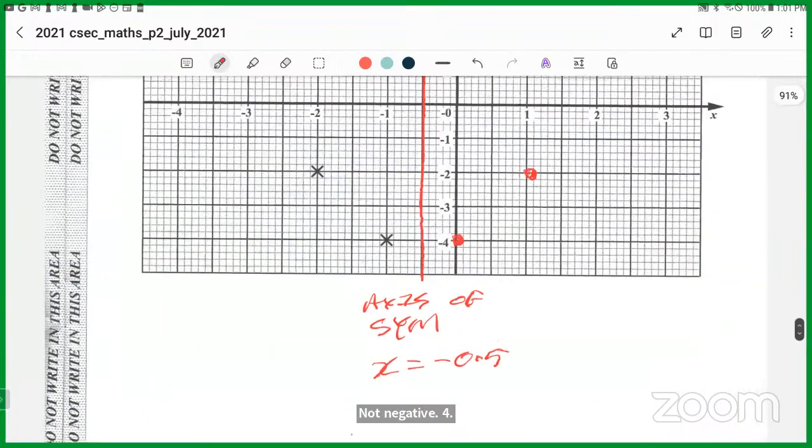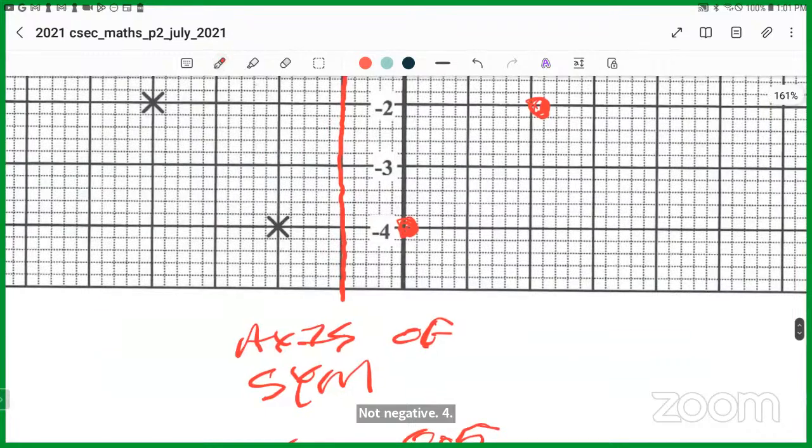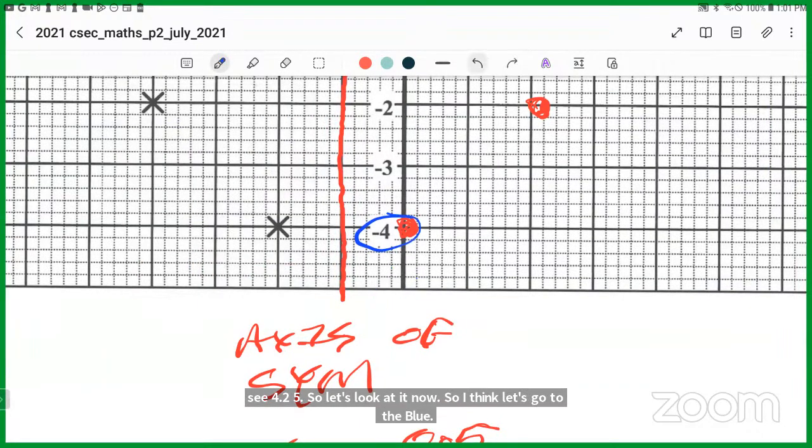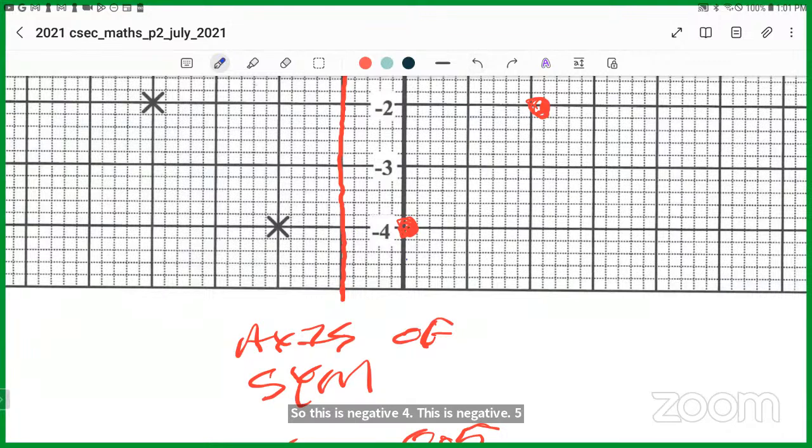So let's look at it now. Same sort of thing. Let's put it in blue. So this is negative 4 and this is negative 5. So negative 4.5 will be here. Negative 4.25 is about here. So we're talking about this point right here.